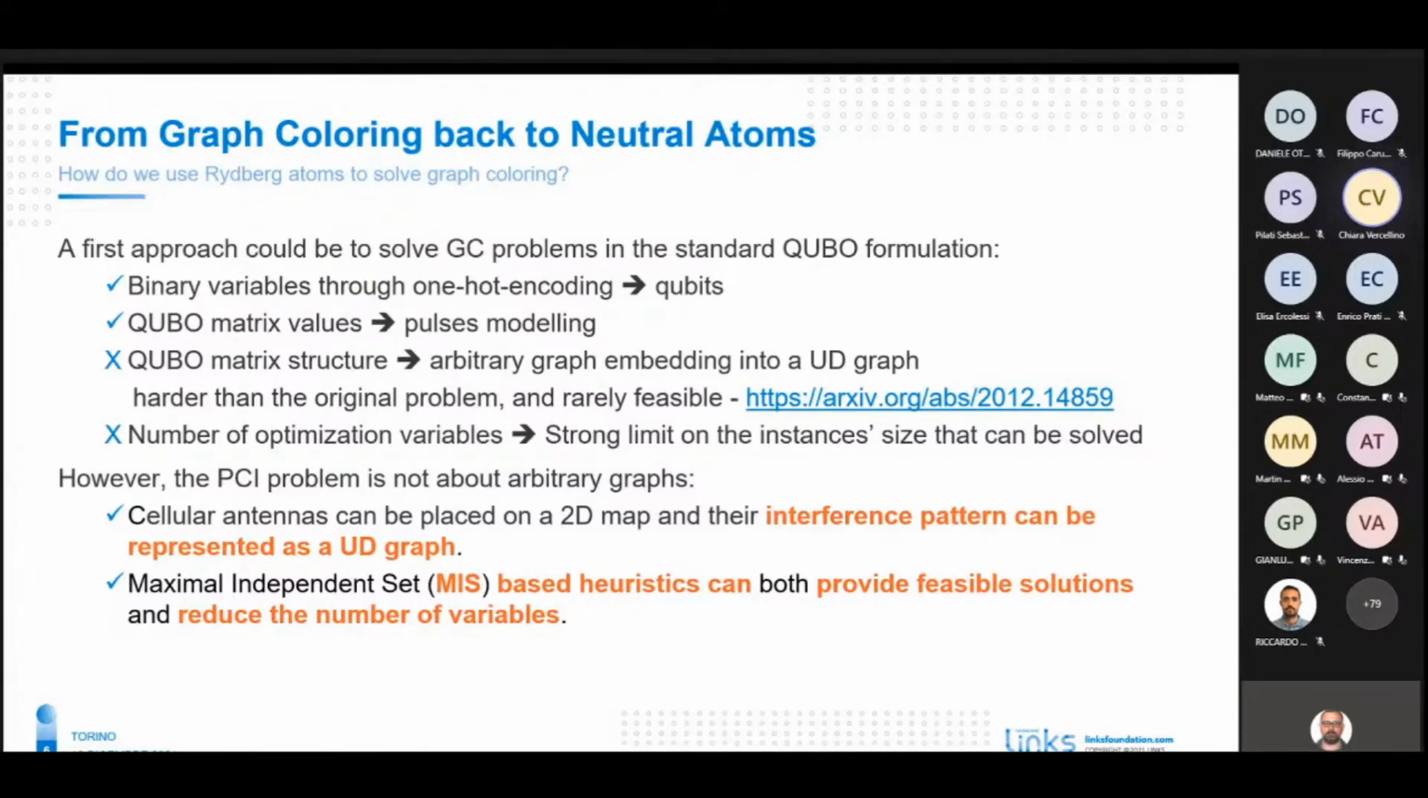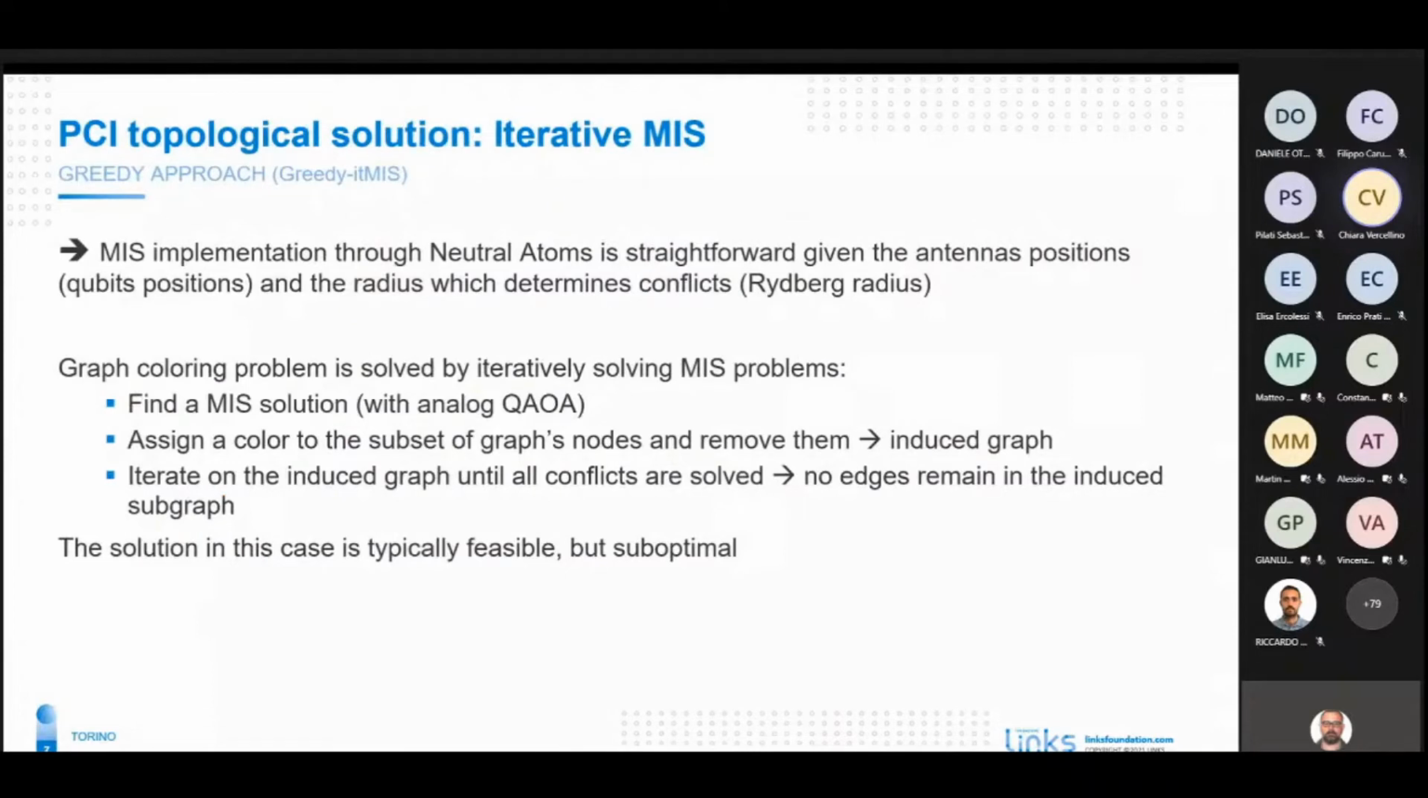In particular, we can focus on the fact that finding feasible colorings for graph coloring problems could also be mapped into finding iteratively maximal independent sets for the same graph. So our approaches are based on iterative MIS, iterating the MIS solution on the neutral atoms, and we propose two strategies. The first one is the most greedy strategy. It's a classical heuristic for solving graph coloring problems, iterating MIS solutions.